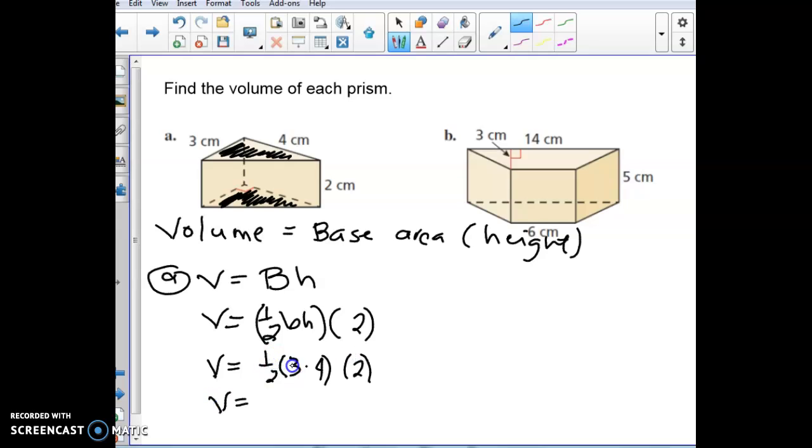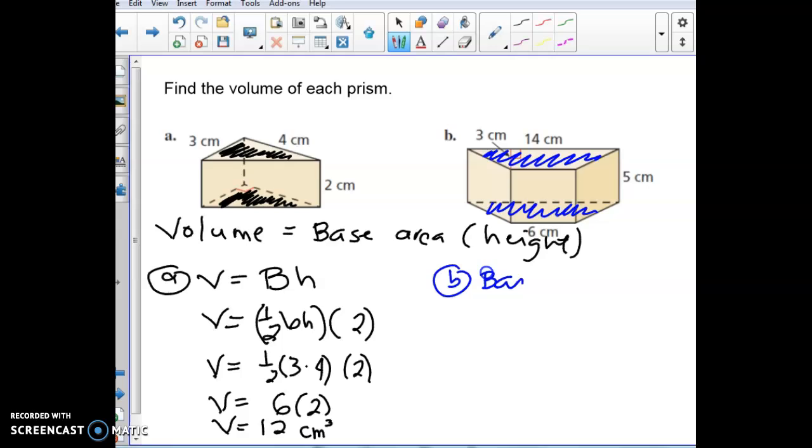So this will be equal to 3 times 4 is 12. If you get 1/2 of that, you get 6. Multiply it by the prism height, so you get 12. And the unit used is cubic centimeters, so cm to the third power. Now, on the other hand, the two parallel bases are these two. So, what's the shape? Well, the base is a trapezoid, right?